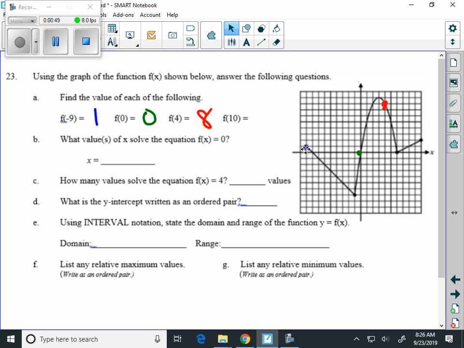And F of 10. Well, 1, 2, 3, 4, 5, 6, 7, 8, 9, 10. Looking at this point right here. And the y value that goes with 10 is 2.